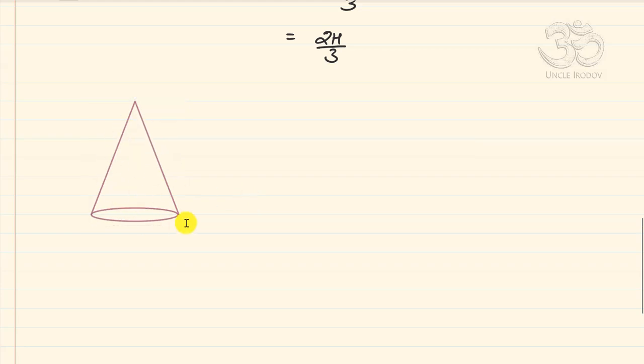If you have to find out the center of mass of a hollow conical cap, then from the apex it's going to be a distance of 2h by 3 towards the base, or from the base it's going to be a distance of h by 3 towards the apex. So that's the answer for the center of mass of a conical cap. So please keep that in mind.